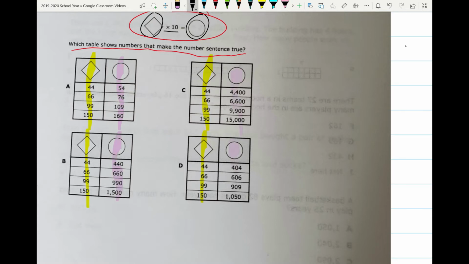Okay, so let's see. I know that my numbers are gonna be 45, 66, 99, and 150 times 10 will equal my circle. My circle is what we need to find out. So I'm gonna go ahead and do this on the side. 44 times 10. Okay, remember 44 times 1 is 44. How many zeros am I gonna add? Just 1. Okay, so my answer is 440.